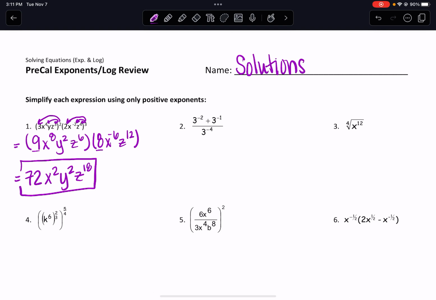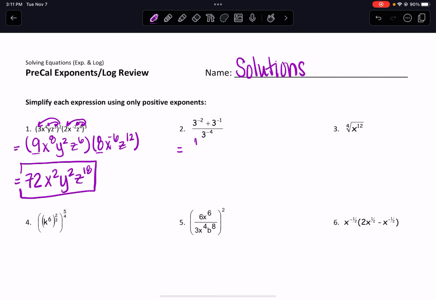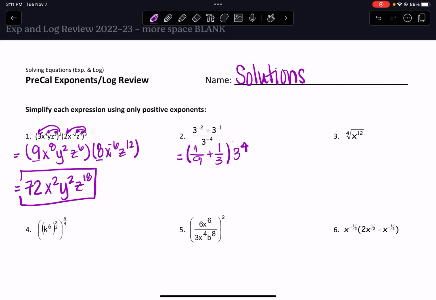Okay, number 2, I am going to move these all to fractions in order to make this work. Well, I take that back, all except for the log. This is how I'm going to do it, and then I'm sure you're going to see easier ways. So this is going to be 1 over 9 plus 1 over 3, all times 3 to the 4th. That works, yeah. Okay. And then, let's see, this becomes 1 over 9 plus 3 over 9. And 3 to the 4th is 81.